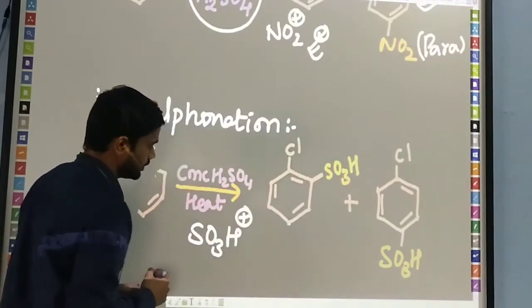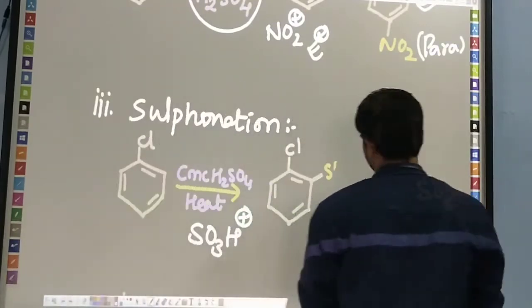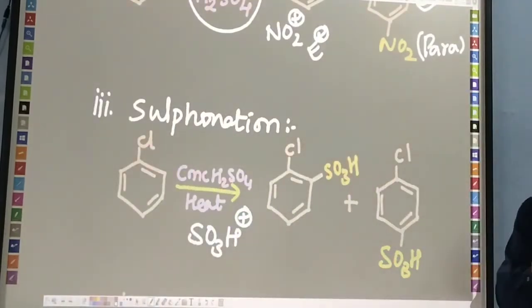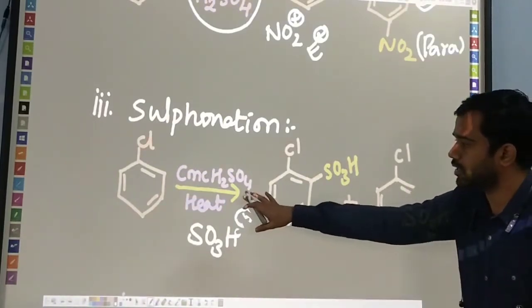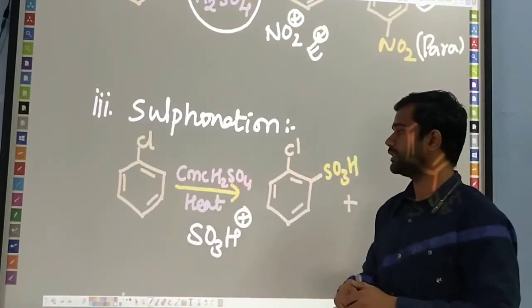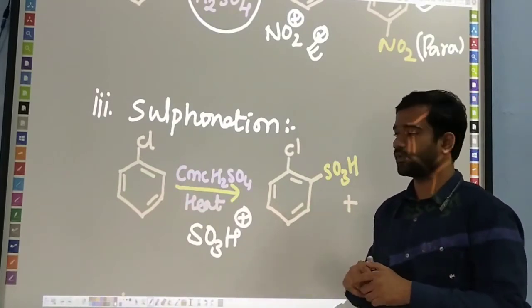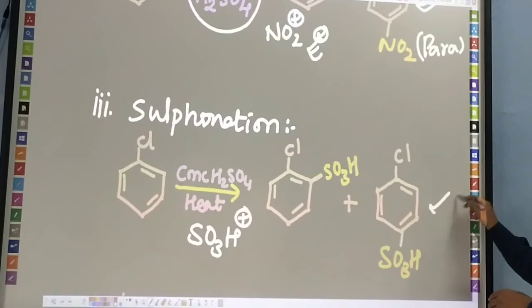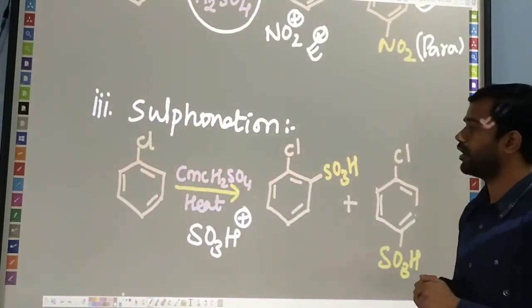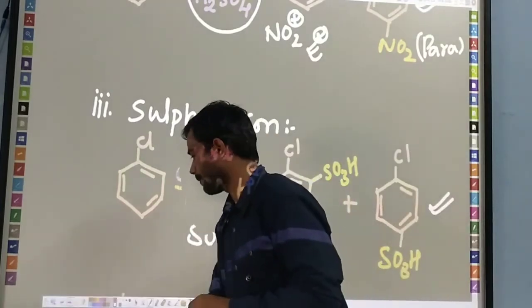SO3H plus. This is our electrophile. Okay, this is the electrophile. Mechanism is not required. Just try to remember these reactions. The halogen is going to be reacted with in the presence of concentrated sulfuric acid, in the presence of heat. There is the formation of two types of products. Which is the major product here? Definitely the position at the para is going to be the major one.